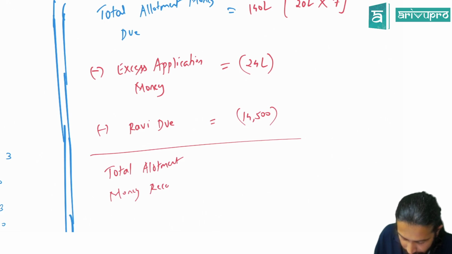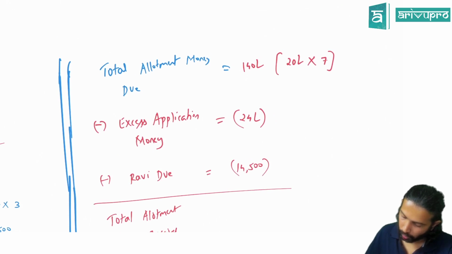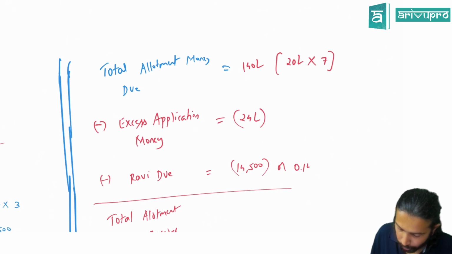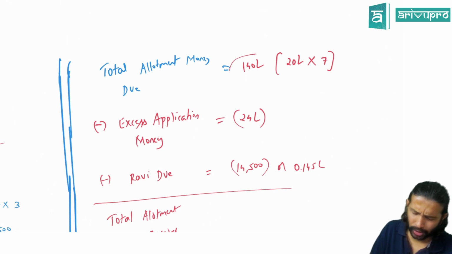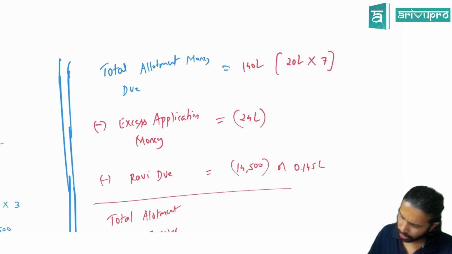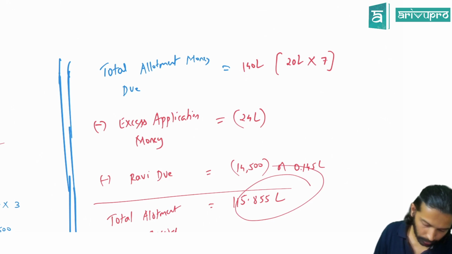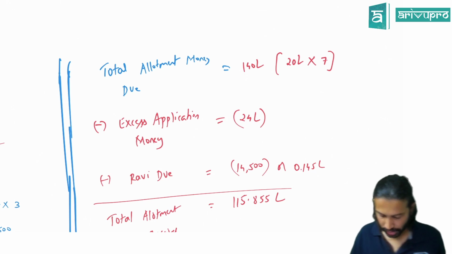Total allotment money received. So just do this calculation: 140 lakhs minus 24 lakh. I'll represent this also in lakhs. If you write this in lakhs, it will be 0.145 lakhs. Or you can write the full value also, not a problem. So do this minus 1.45, and you're going to get 115.855 lakhs. This is the total. Perfect. This is the money the company received.